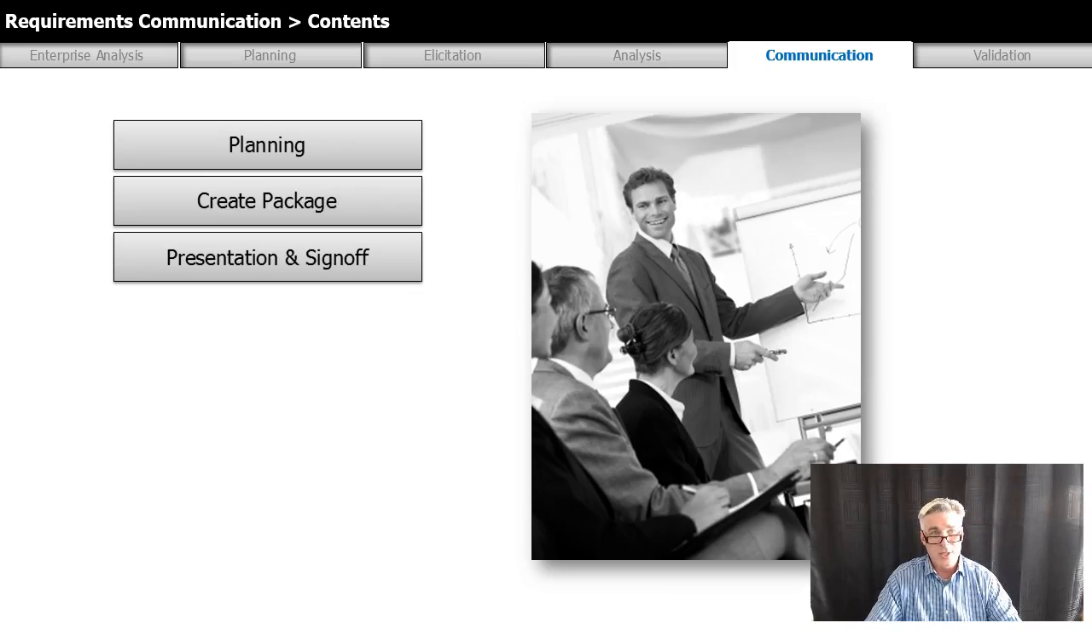Again, we call it communication through documentation. It is absolutely critical to the success of a business analyst. So we're going to teach your analysts how to put it together, how to plan for it, how to build these documents, and more importantly, how to present them and get sign-off from all the different stakeholders in the process.